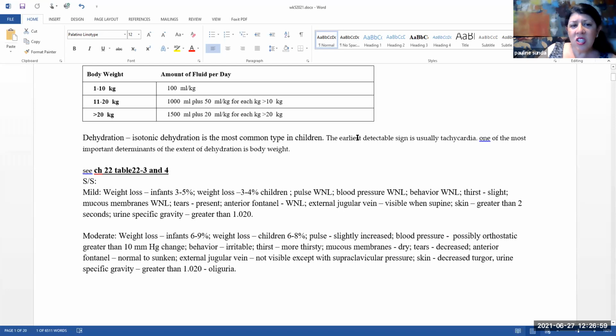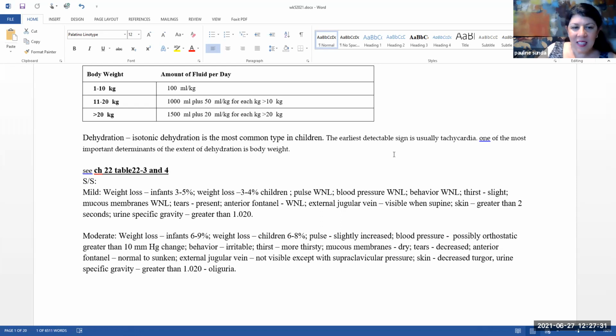So dehydration: isotonic dehydration is the most common type of dehydration that we find in children. The earliest detectable sign is usually tachycardia. One of the most important determinants of the extent of dehydration is body weight. So please note in your textbook, there are tables 22-3 and 22-4 that address the signs and symptoms of dehydration.